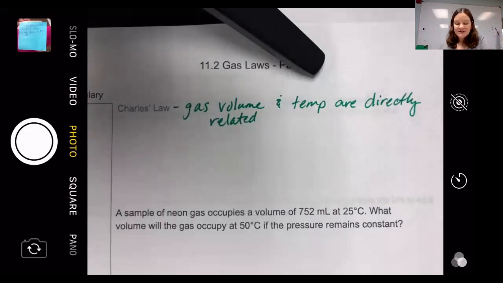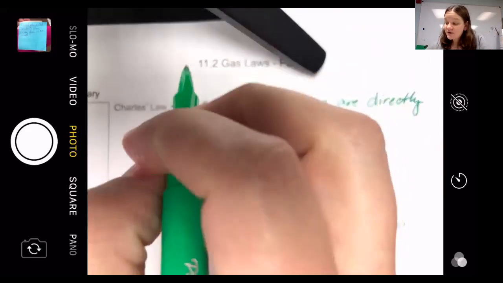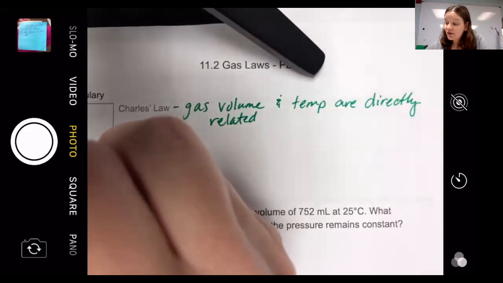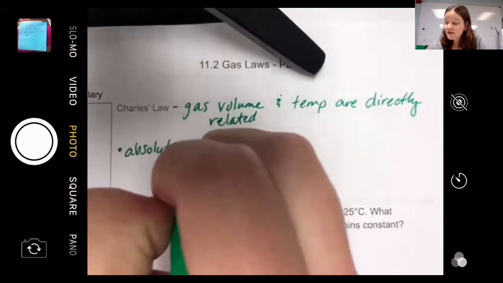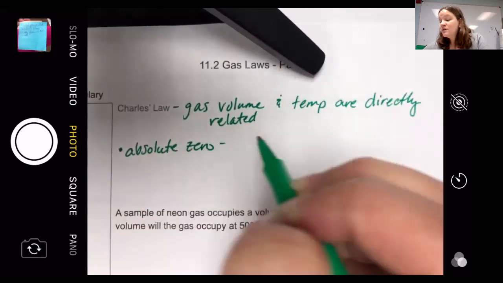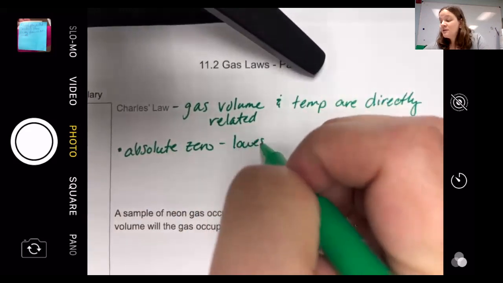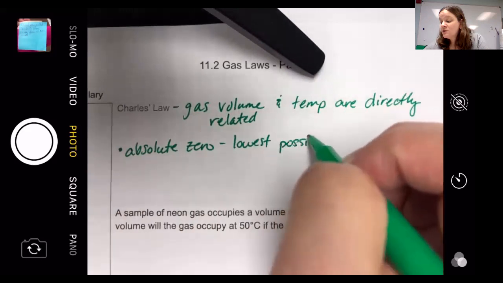With this, we need to have a little discussion of the Kelvin scale and absolute zero. Okay, so you might make a little note. Absolute zero is one of your vocabulary words. Okay, it is the lowest possible temperature.